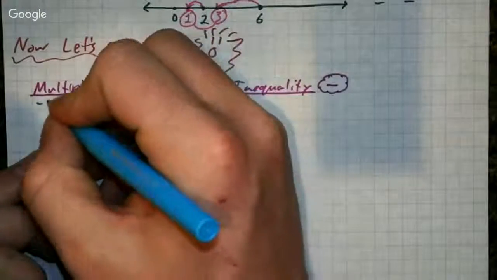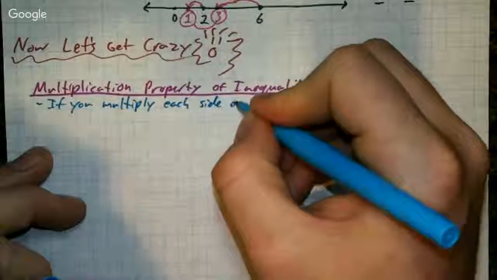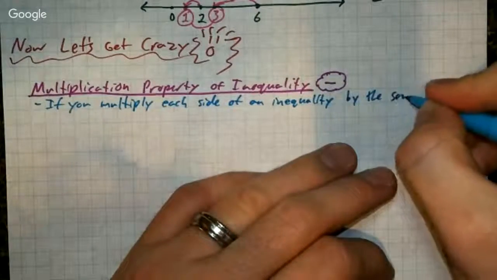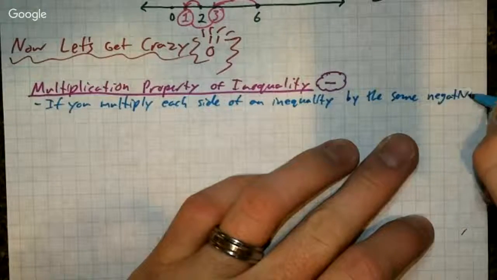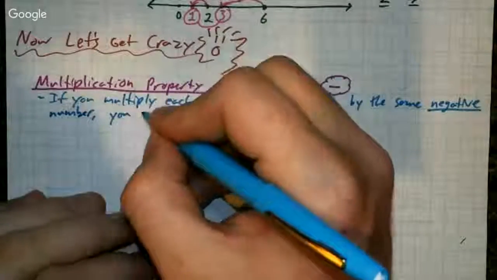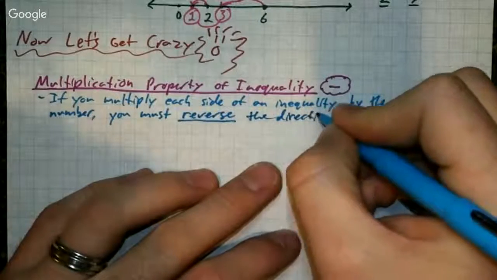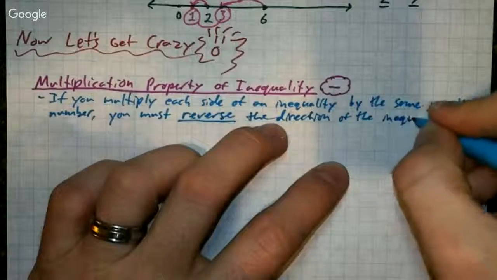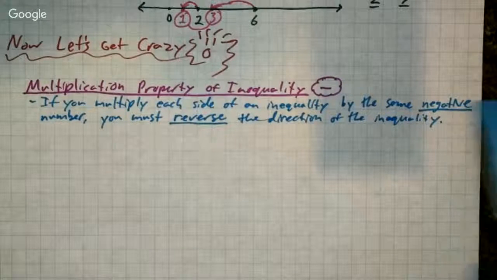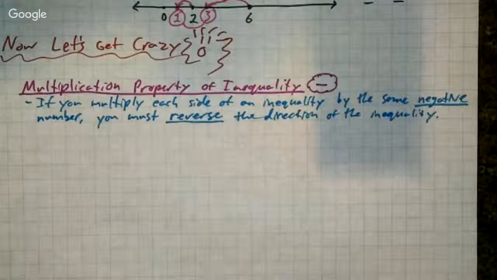And it states, if you multiply each side of an inequality by the same negative number, you must reverse the direction of the inequality. Now look very carefully at that. If you're multiplying the same negative number to each side, everything stays the same. The only thing that happens is you reverse the direction of the inequality. The relationship has changed.